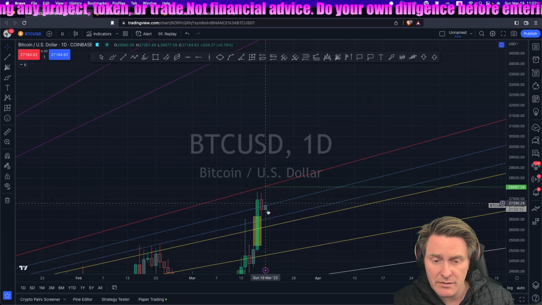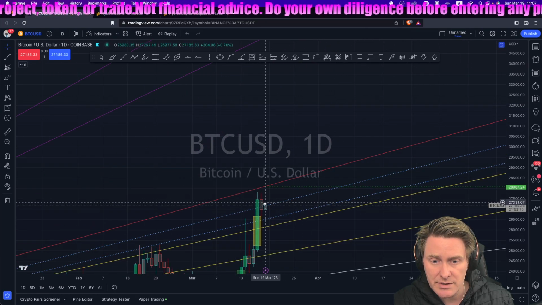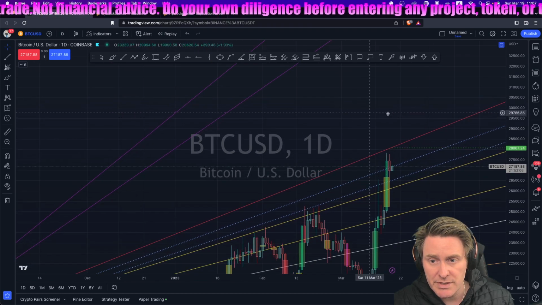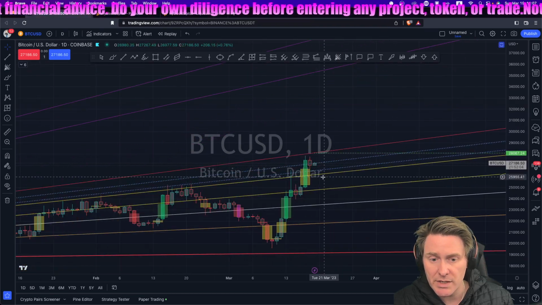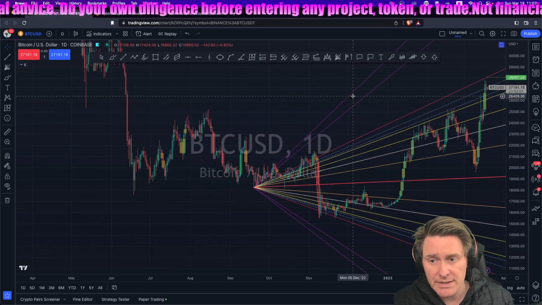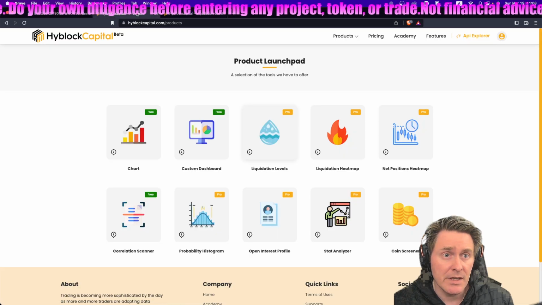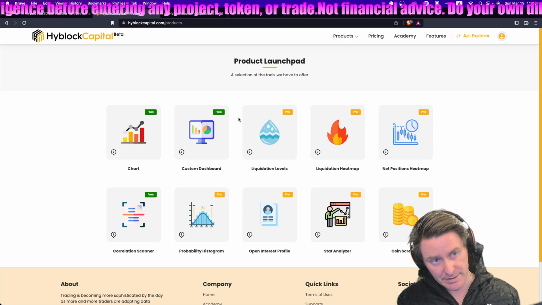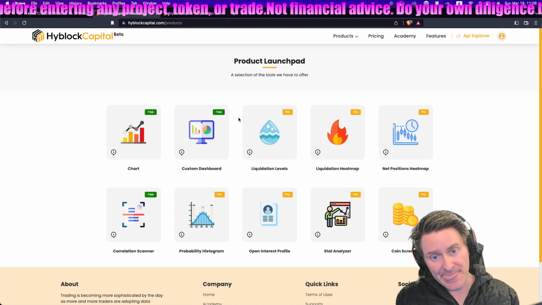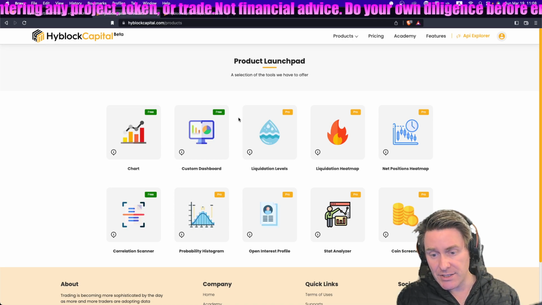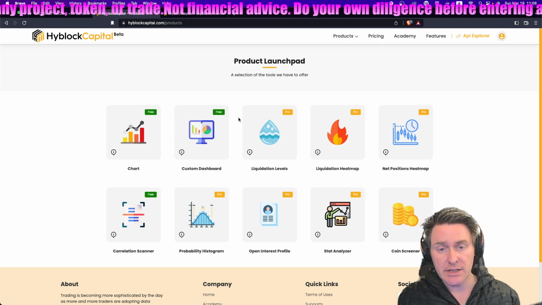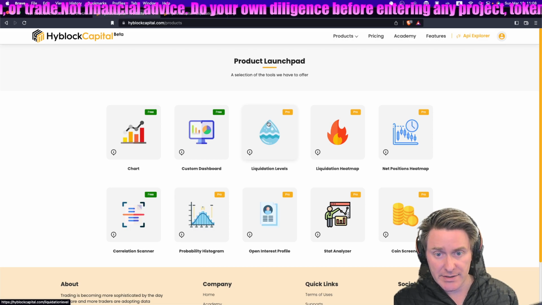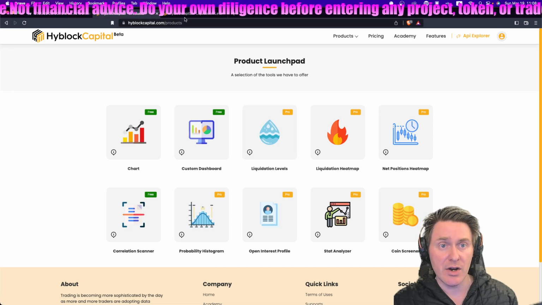So we're at the 0.706 region of the pitch fan, which is, we could potentially come up to 28k before seeing a dry up of some liquidity pools. Let's go into the liquidity, shall we? This is High Block Capital. For any of you out there that don't know what it is, a liquidation level and liquidity heat map. It shows open trades and where their liquidation points are.